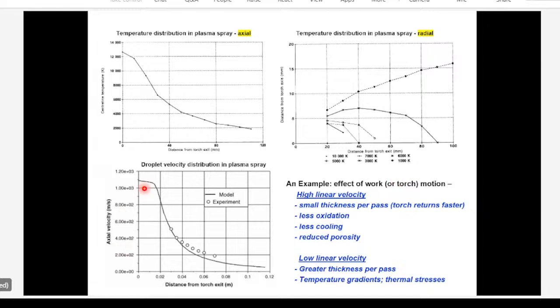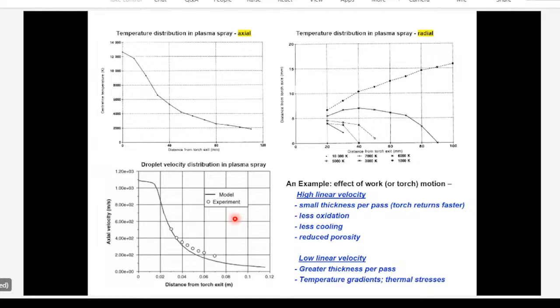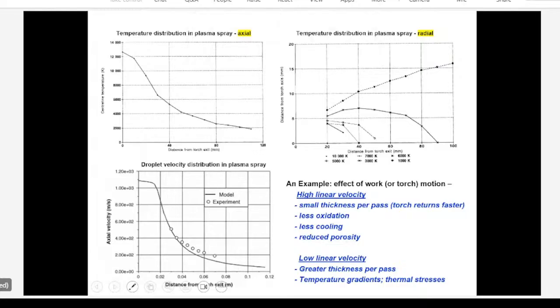Similarly, the velocity changes, especially if you're doing plasma spray in air, then the viscous drag of the air will cause the velocity to drop very rapidly in front of the gun nozzle. So those are the kinds of considerations that we have to look at when you design the thermal spray process.